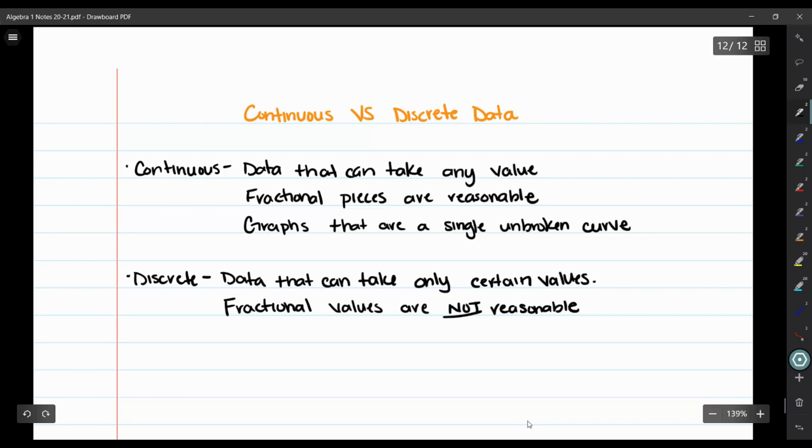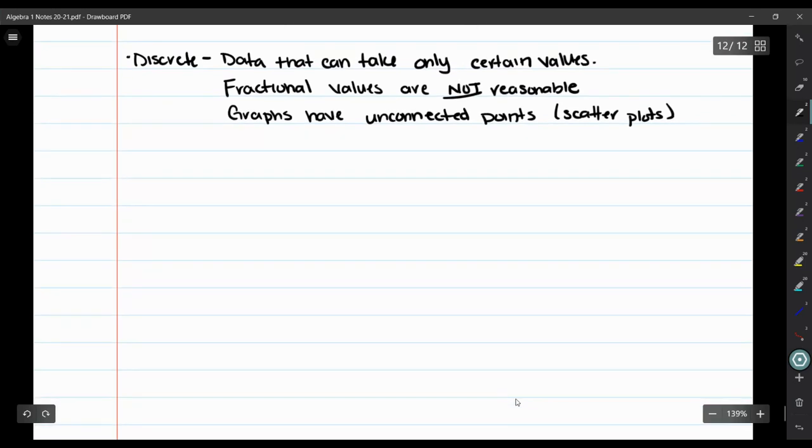And then finally, the graphs have unconnected points. We call those kinds of graphs scatter plots. That's basically what discrete data is, it's scatter plots. So let's look at some examples of the two. Let's talk about discrete. So discrete examples.